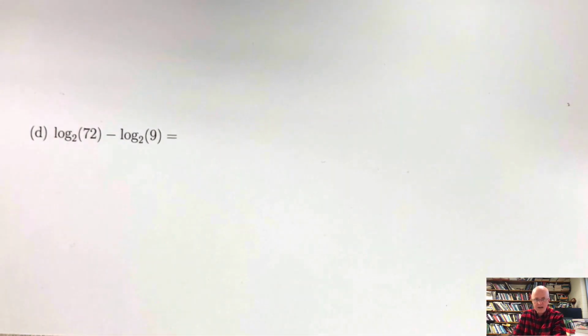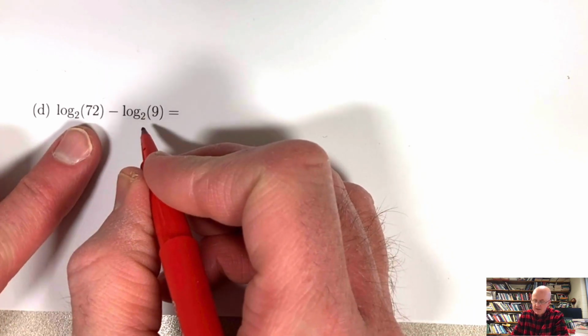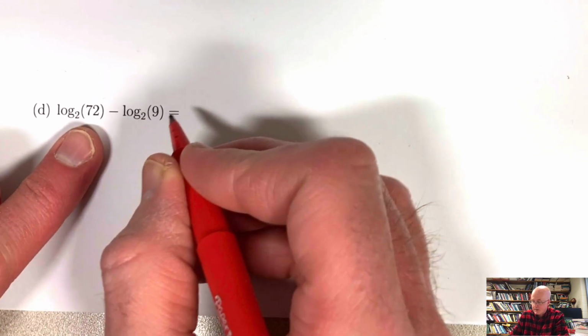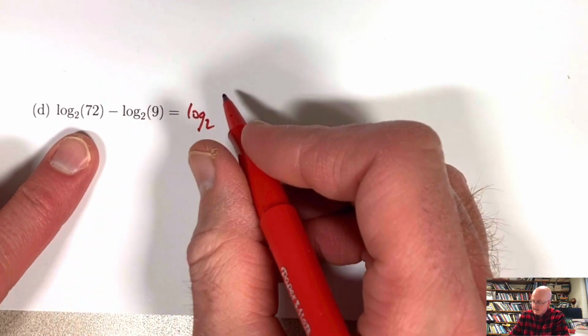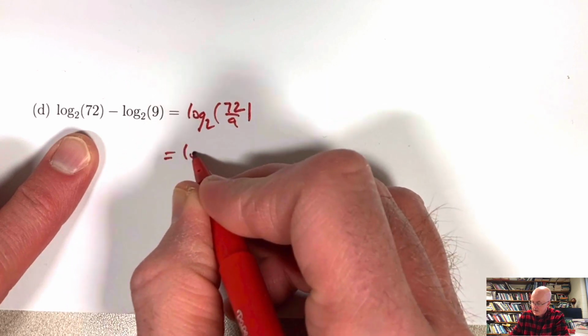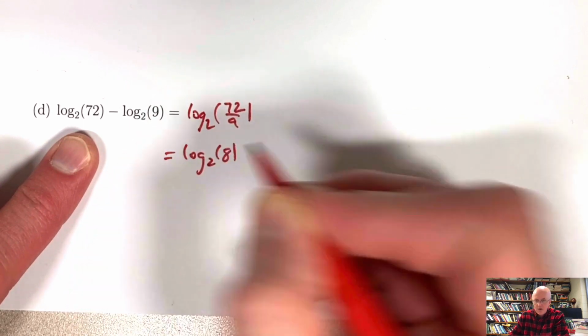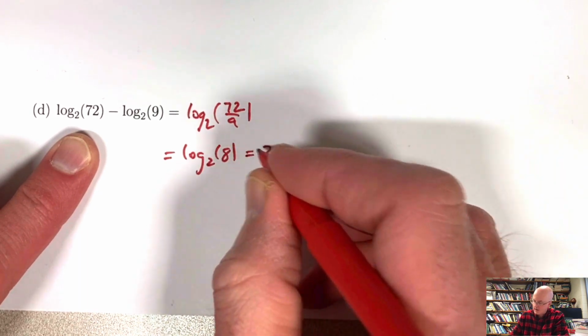Part D is similar, except with a difference of 2 logs instead of a sum. Once again, each individual logarithm is going to be an irrational number, but if I use a property of logs, I've got the difference of 2 logs, that's the log of their quotient. And then I simplify it. 72 divided by 9 is 8. What do I need to raise 2 to get 8? I need to raise it to the 3rd power like we saw before.